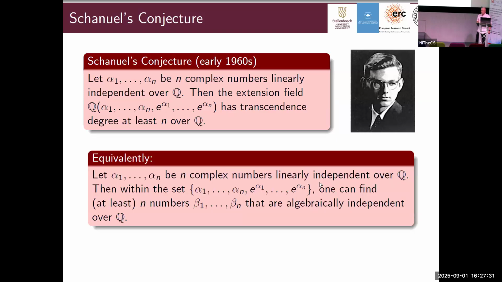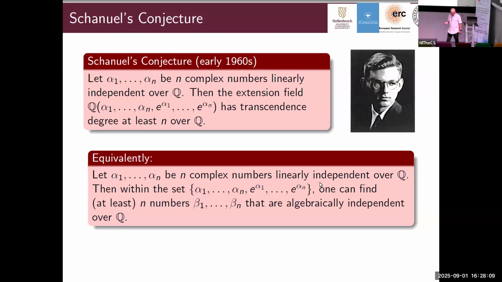So equivalently, you have n complex numbers which are linearly independent over Q. If you wonder what linearly independent over Q means, for example, if one of them is the sum of 2 others, let's say I take x, y, and x plus y, then e to the x plus y is the product of e to the x and e to the y. So you want to avoid things like this, where you obviously have an algebraic relation between things. So you take these complex numbers, you assume them to be linearly independent over Q, and then this would say that within this set, one can find at least n numbers that are algebraically independent over Q.